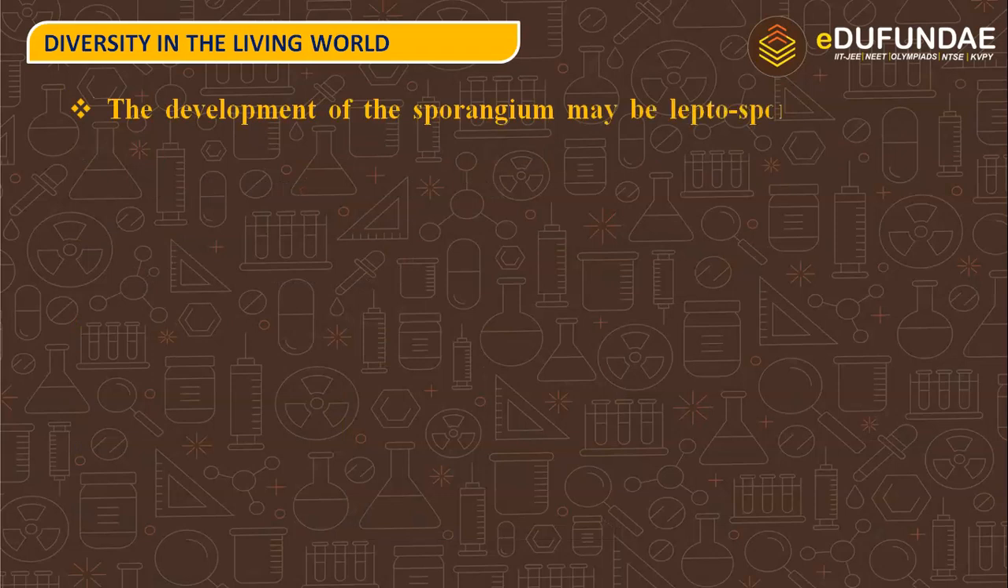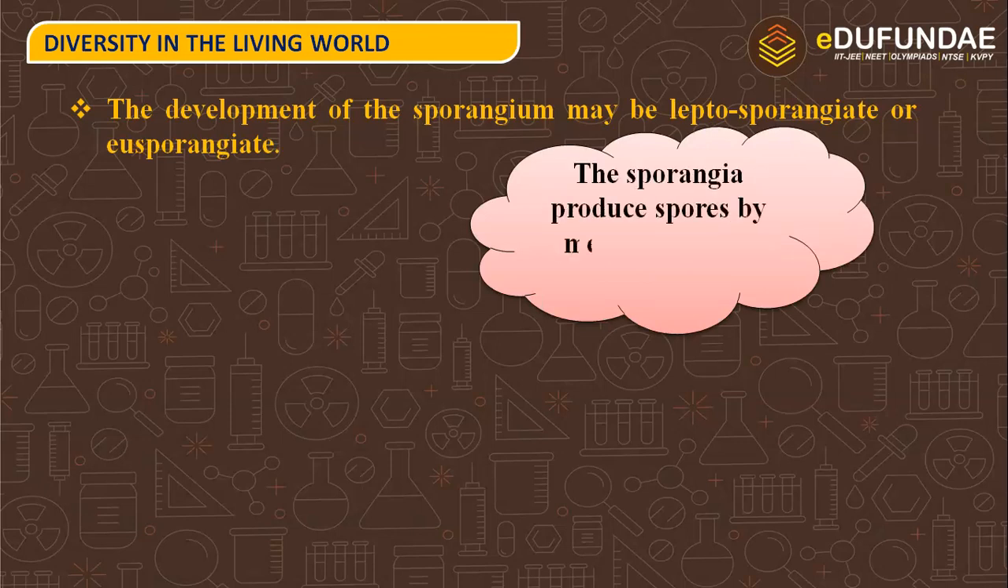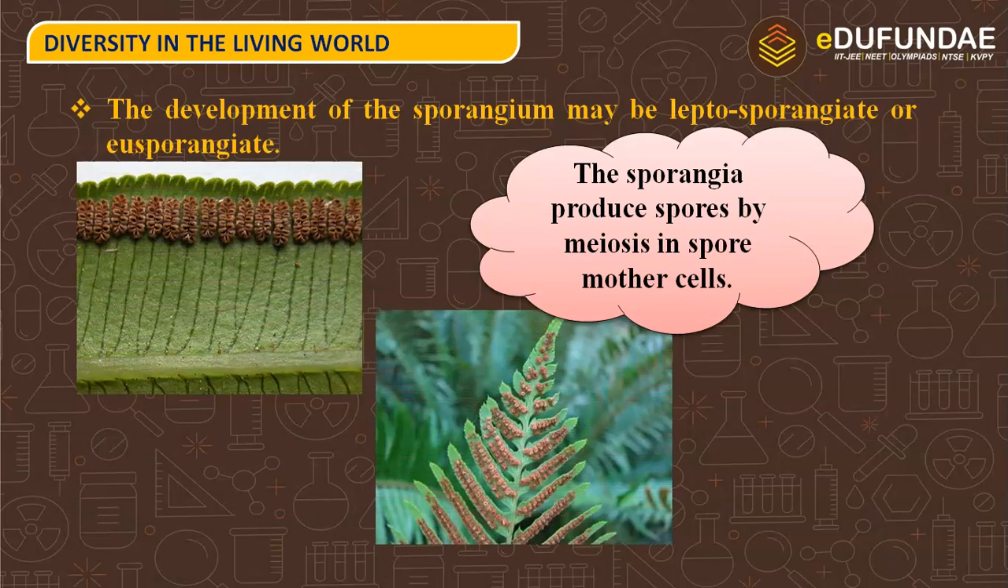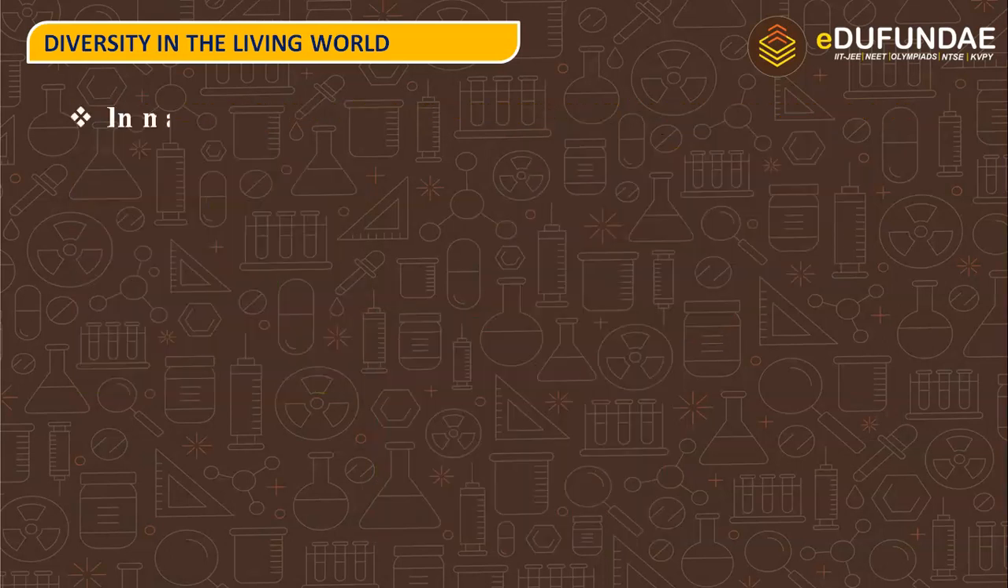The development of sporangium may be leptosporangiate or eusporangiate. So what do we understand by this? The sporangia produce spores by meiosis in spore mother cells. Here we can see the structure: there is the leaf, below which is the sporangium, and the sporangium is the structure in which the spores will be developing.